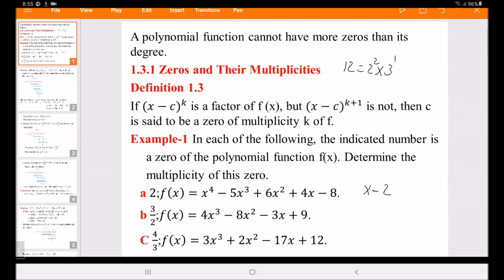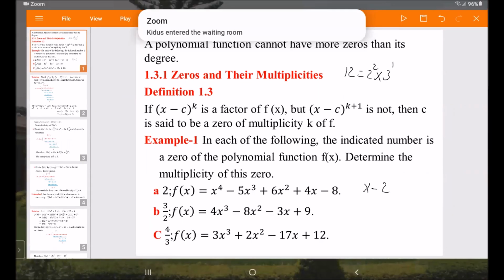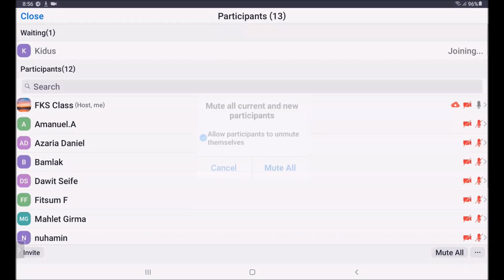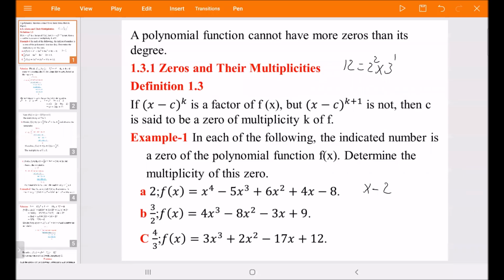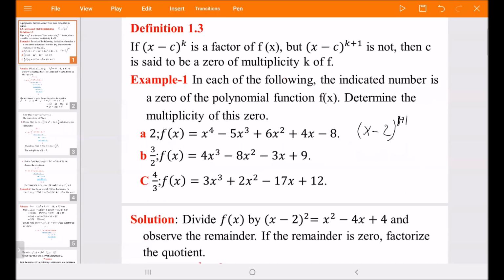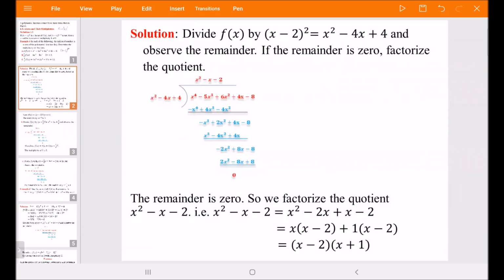Now, x minus 2, according to the definition, you have to increase the power of x minus 2 by 1. That means x minus 2 to the power of 1 is a factor of f of x. It is given. So we take x minus 2 to the power of 1 plus 1, that is 2, x minus 2 the whole square. Take x minus 2 the whole square. x minus 2 the whole square is x squared minus 4x plus 4.